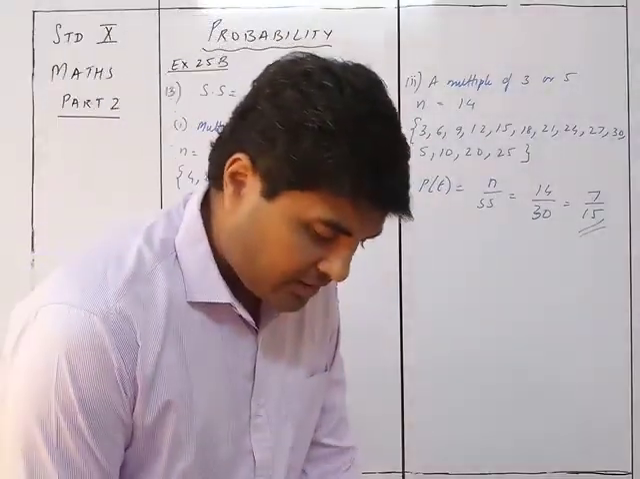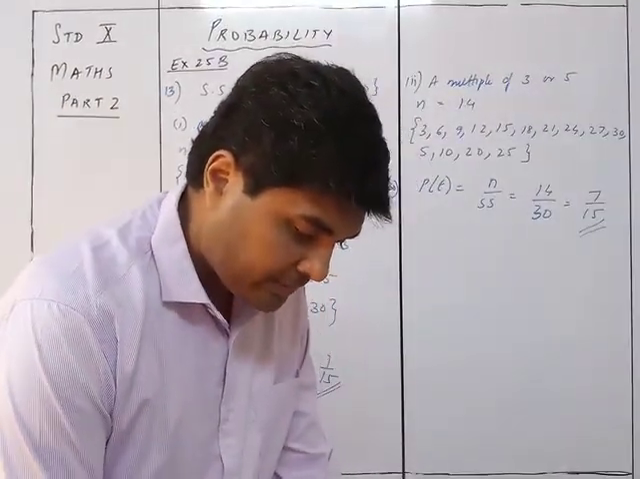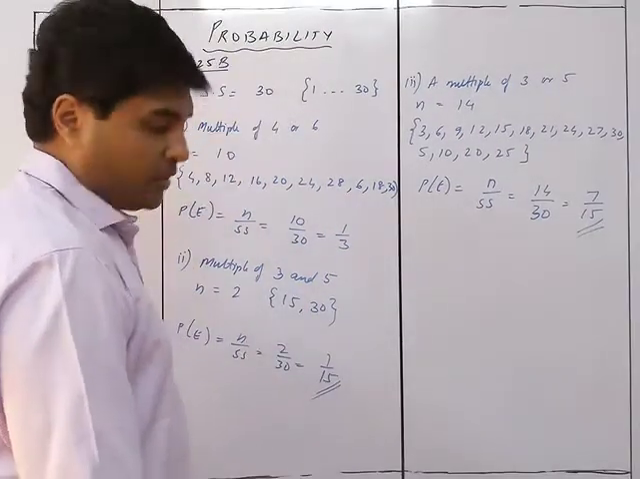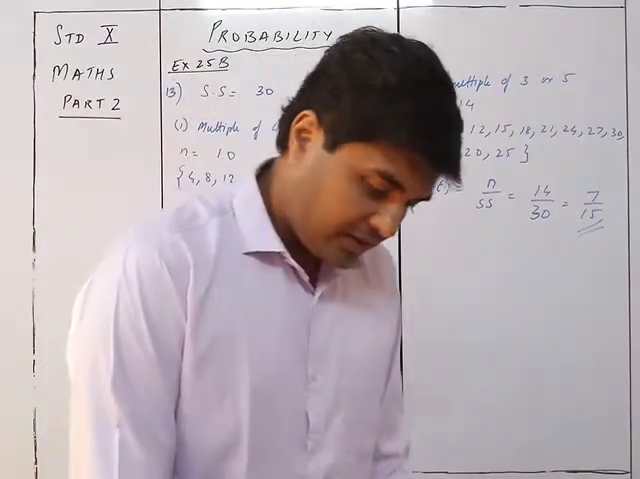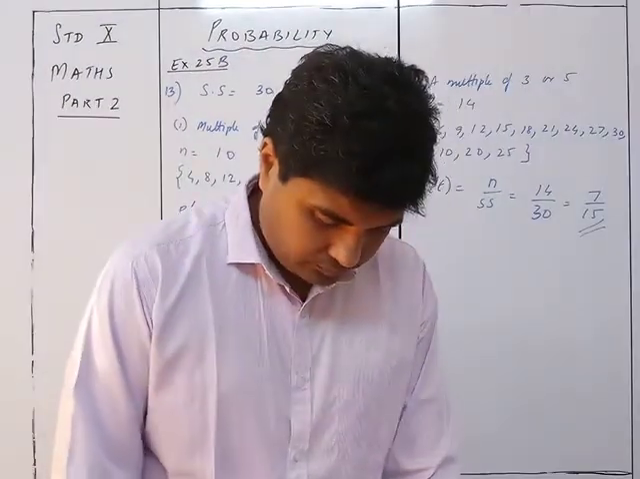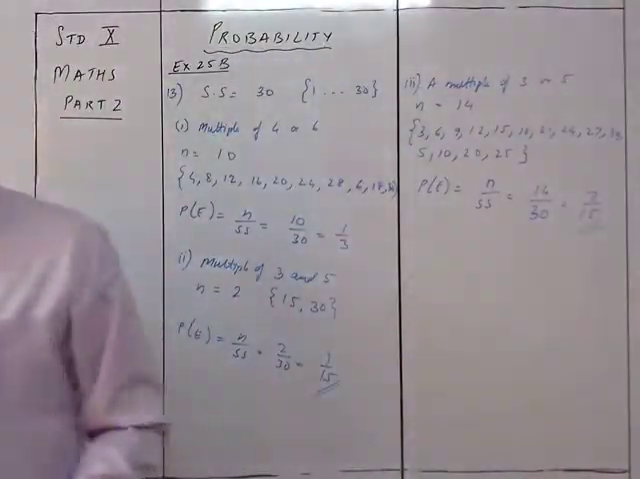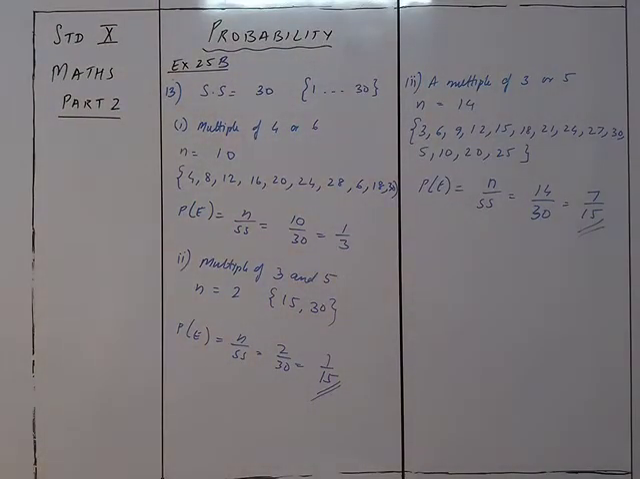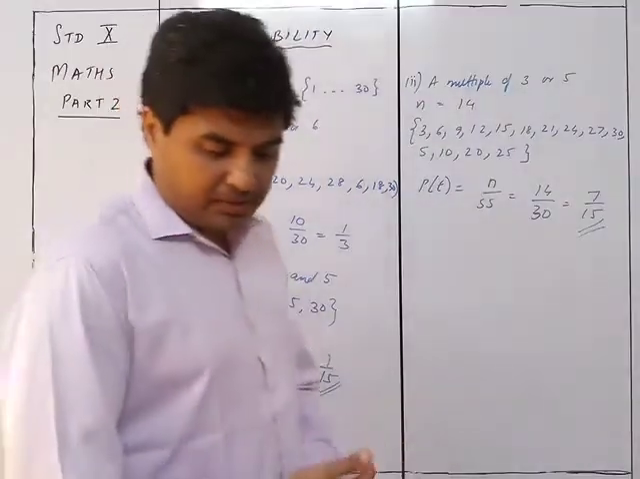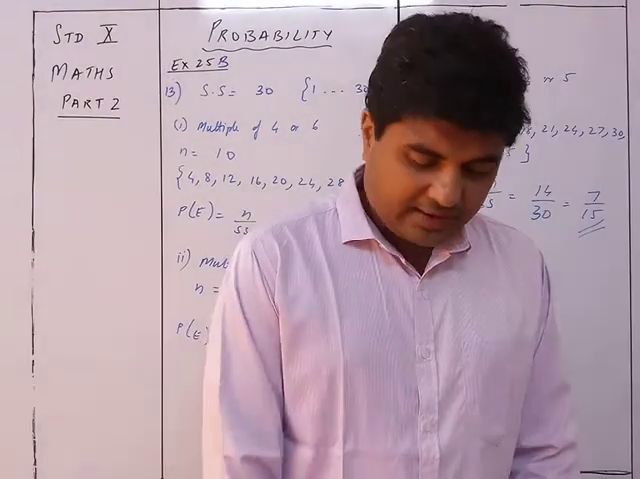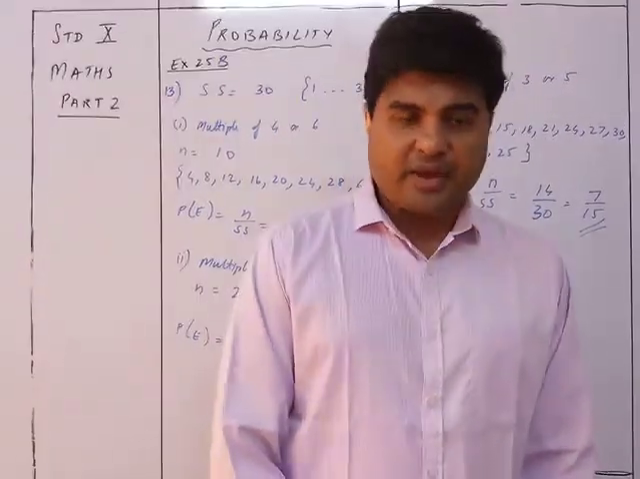So the answers for sum number 13 are 1 upon 3, 1 upon 15 and 7 upon 15. So these were the answers for the 13th one. Check. So this is the end of the chapter of probability. That was the end of the exercise and the end of the chapter of probability.